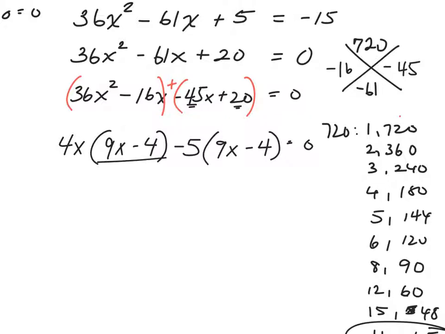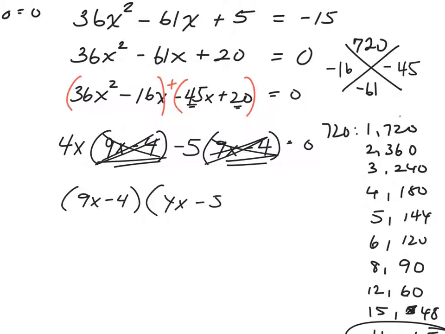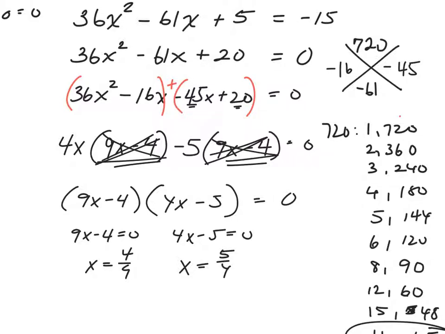And then from here, again, I'm taking this group away, so I get 9x minus 4 times the group. What's left if I take that away? I'm left with 4x minus 5 equivalent to 0. And then from here I can now solve. So 9x minus 4 equals 0, and 4x minus 5 equals 0. In this case I'll get x equals, add 4 to both sides, divide by 9, I get 4/9. In this case, add 5 to both sides, divide by 4, I get x equals 5/4. And then I'm finally done. I have my two answers. So x equals 4/9 or x equals 5/4.